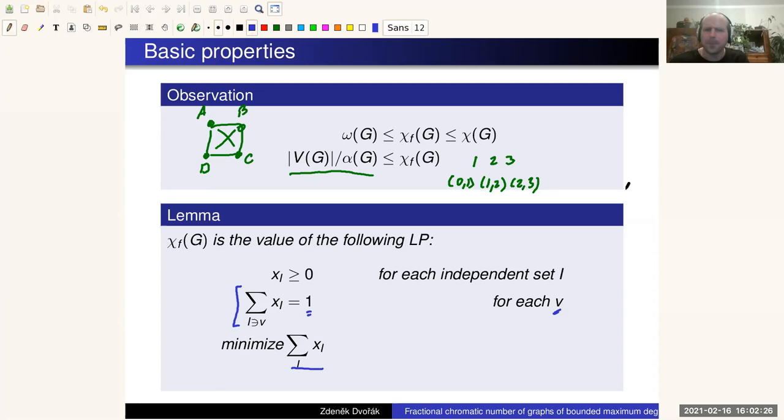And one more property that follows from this linear programming formulation is that the fractional colorings of a graph form a polyhedron in this space, and you can therefore do with them things like take a convex combination of a couple of fractional colorings, and that is also something that we will need later.